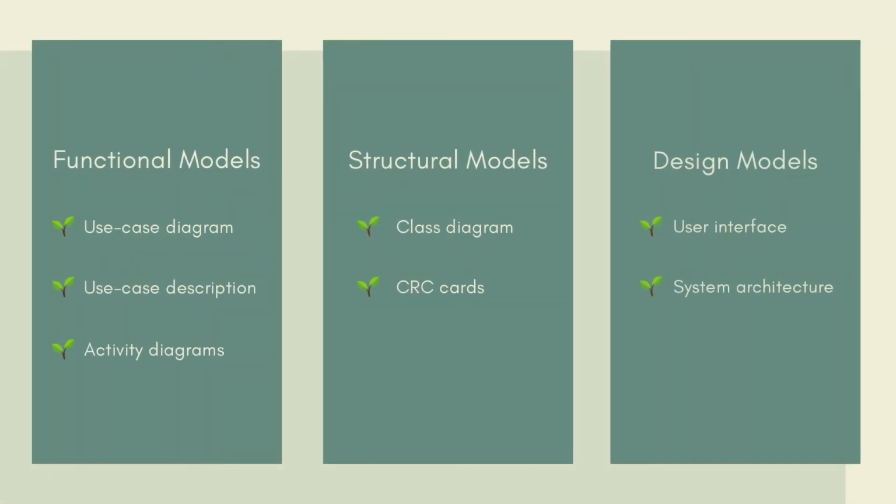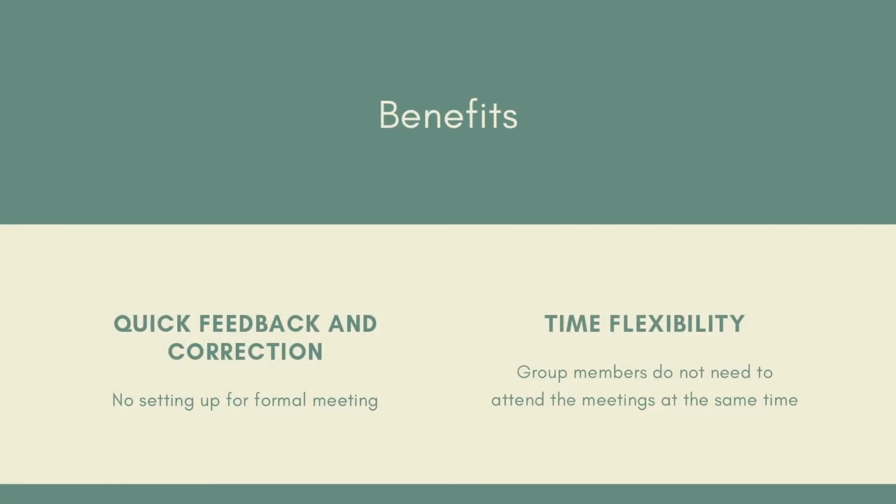Our reviews have been done throughout all phases of the SDLC, in which requirement, functional models, structural models, and design models are consistent and conform to the original needs of the users. The benefits of informal review are that we get quick feedback and correction as there's no setting up for a formal meeting. Also, there's more flexibility of times. Errors can be reported when the reviewer is free and corrected when the producer is free.